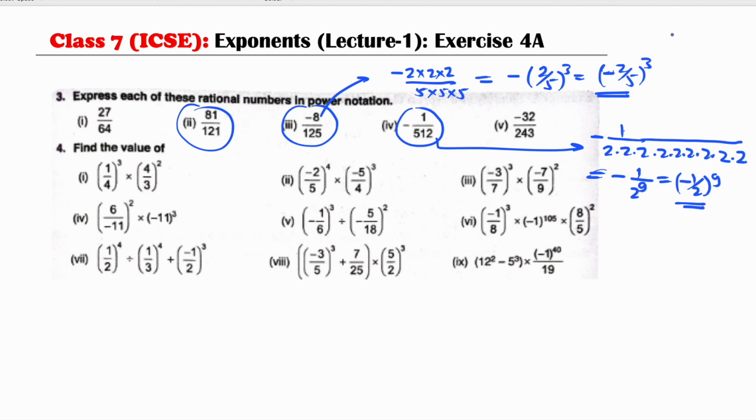1 can be written as 1 to the power 9, can be written as 1 to the power 3. Whatever we write, it will remain 1. Similarly, this can be converted.